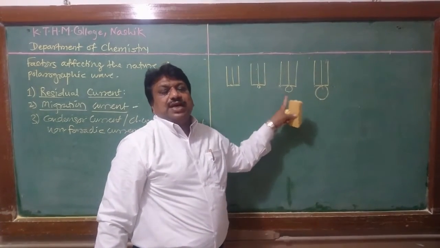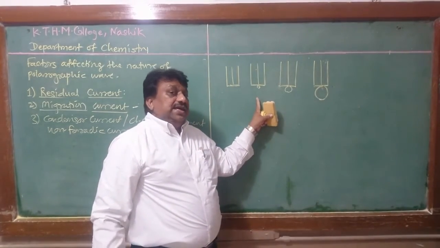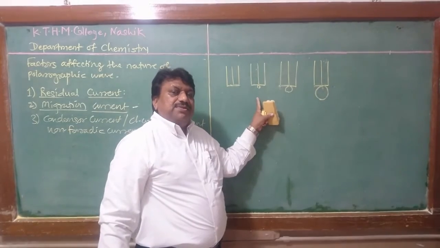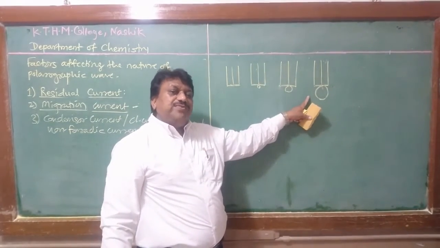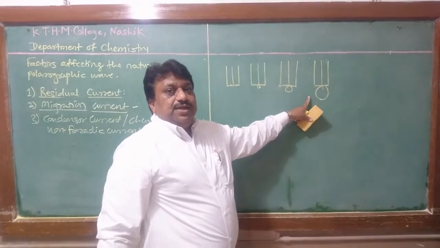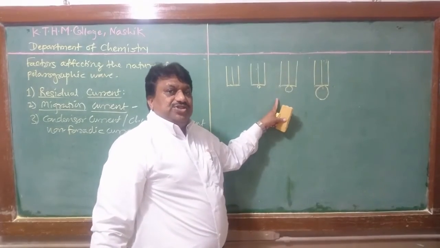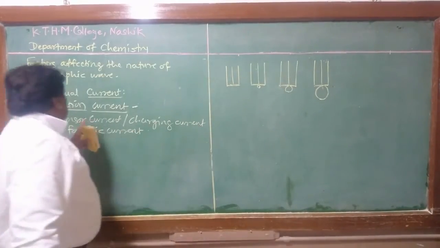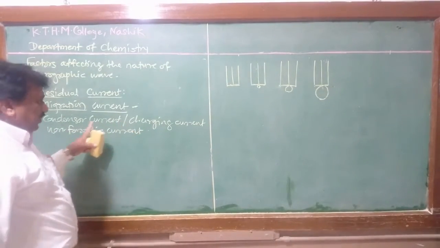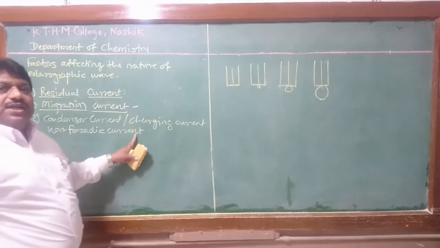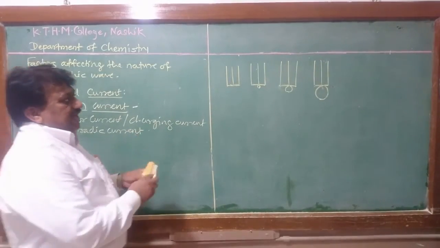During this, whatever current is observed is called non-Faradaic current. That is not because of the reduction of the analyte, but because of the charging of the electrode. That non-Faradaic current gets added into the Faradaic current of the analyte, and hence there is error in the measurement. Therefore, condenser current directly affects the magnitude of the diffusion current because it gets added into the diffusion current, or Faradaic current, of the analyte.